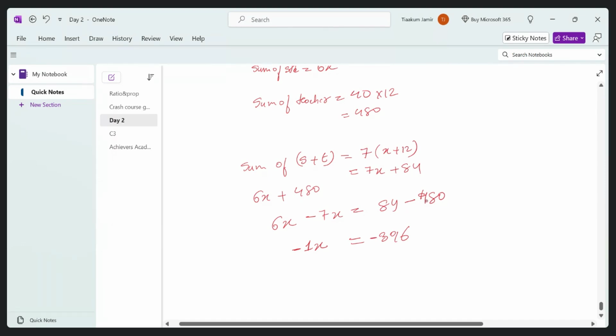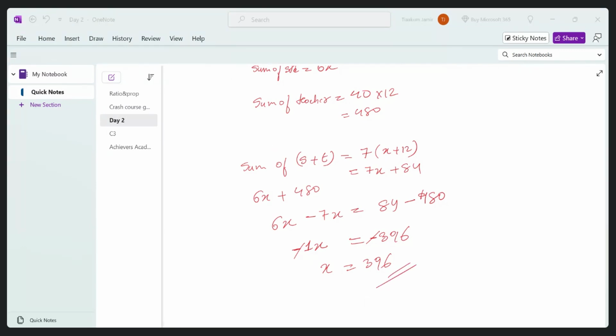480 is greater than 84, so the minus sign stays, that means x is equal to 396, or no? Hence, the answer is 396. Yes, you got it right. All right.